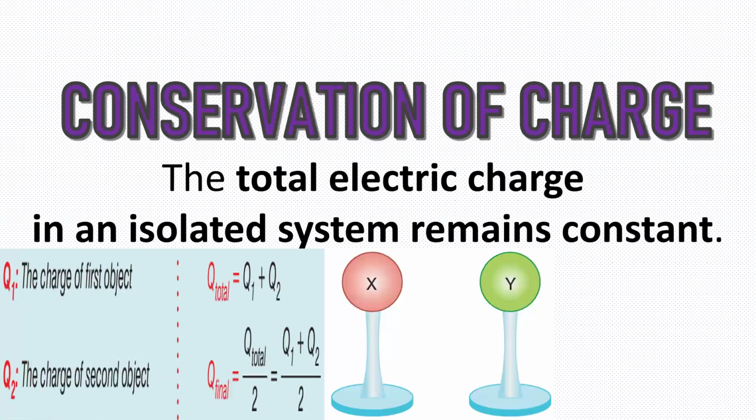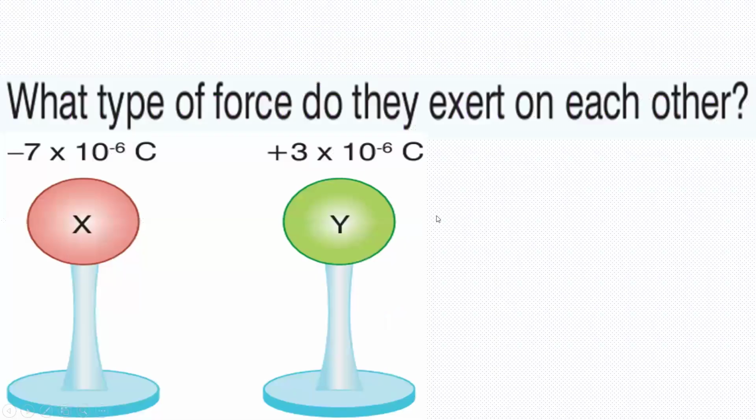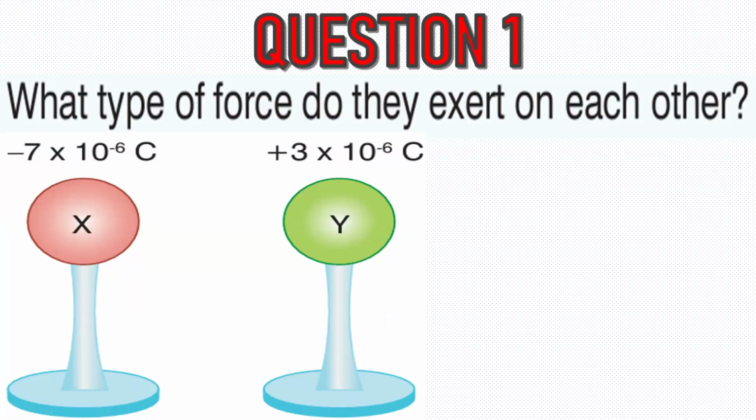And then conservation of charge, this definition we should know. What else do we have? These units, and done. All right, from now, questions. Okay, question 1. What type of force do they exert on each other? Guys, from now, let's continue with questions. We just had our revision, we tried to cover all topics, but if something is missing, with questions we are going to cover and finish all stuff.